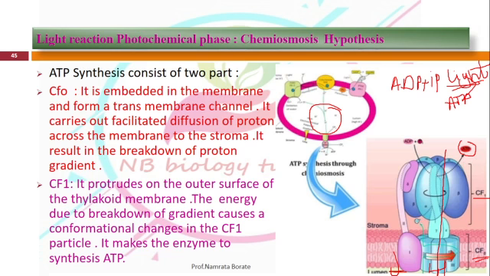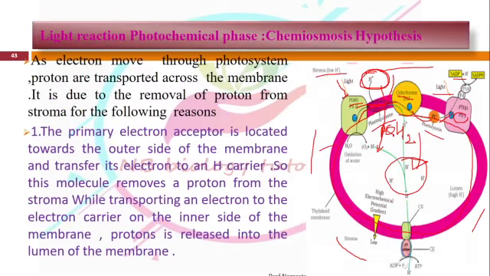Again, what is the phenomenon here? The concentration of proton in the lumen is more as compared to the outer side. So what is the phenomenon? It is the movement of an ion, that is a proton, from higher concentration towards lower concentration. The result is the synthesis of the ATP molecule. So what is that phenomenon? We will see it again.